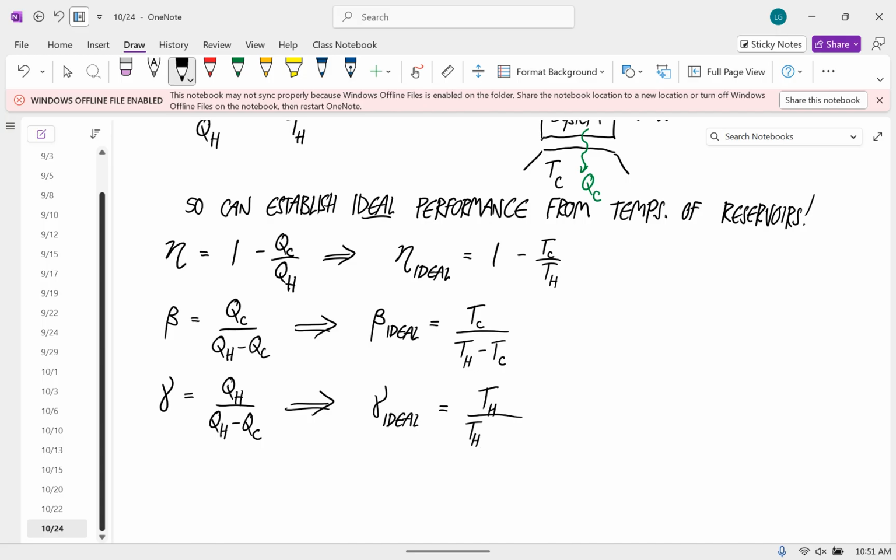over TH minus TC. Okay, so if you're designing one of these cycles and you're limited by what your high temperature reservoir temperature is and your low temperature is, you can't exceed the performance of these values. These are things that waste no energy. Okay, so that's something very meaningful that you can compare your actual values to see how much energy is being wasted.